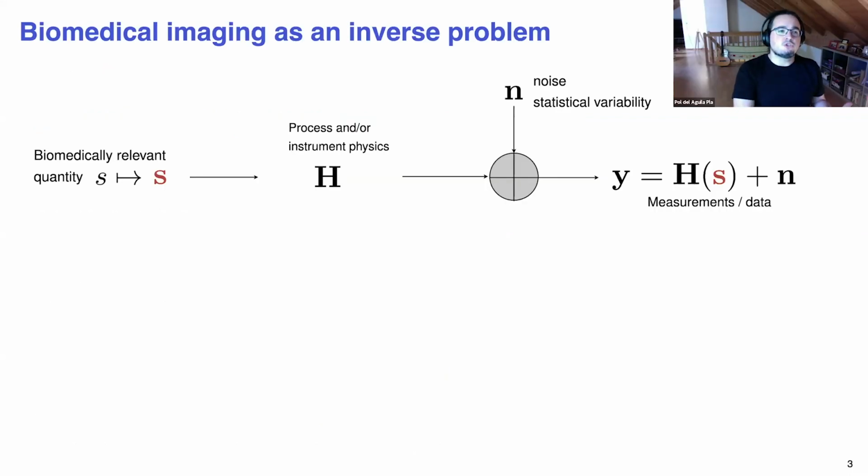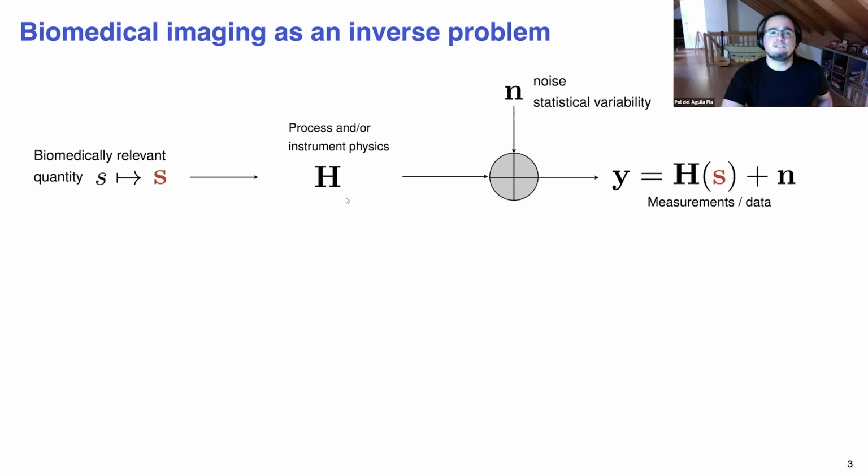So what we're going to talk about today is biomedical imaging, or biomedical image reconstruction, as an inverse problem. To do that, we will first identify a few common elements to all image reconstruction problems in biomedical imaging. First, there's a biomedically relevant quantity S, which is usually defined over a continuum. It's a function. And then there's the representation of this function inside our computers in order to reconstruct it.